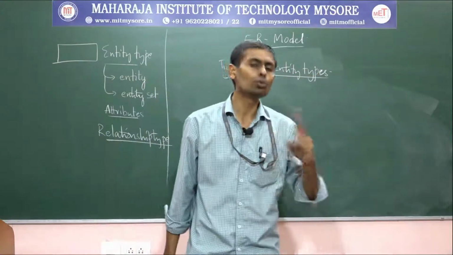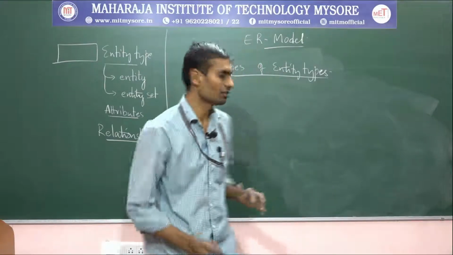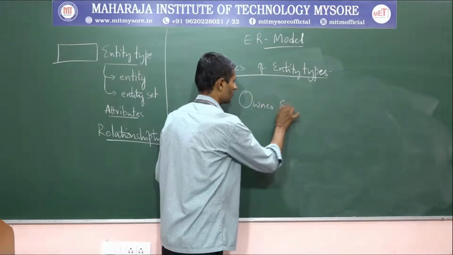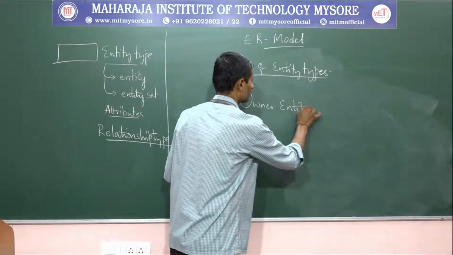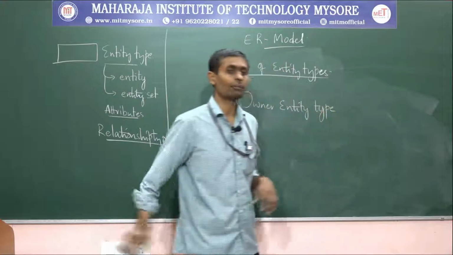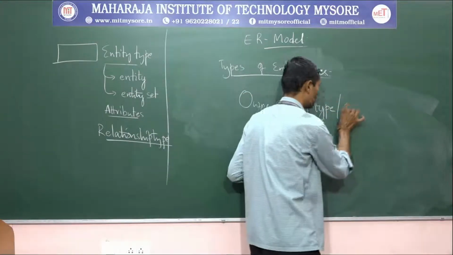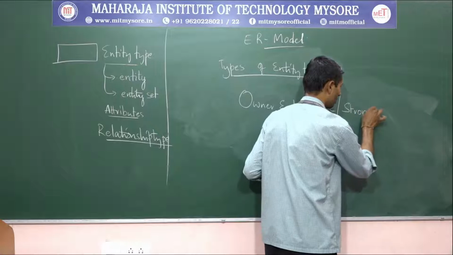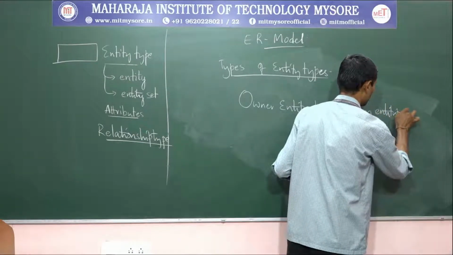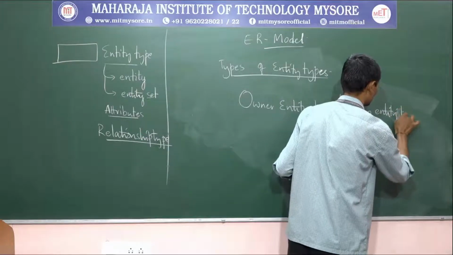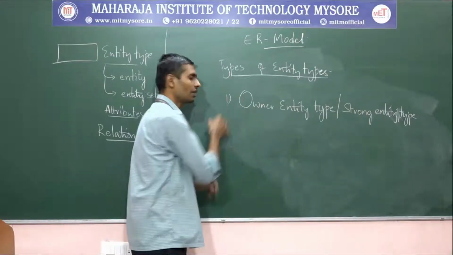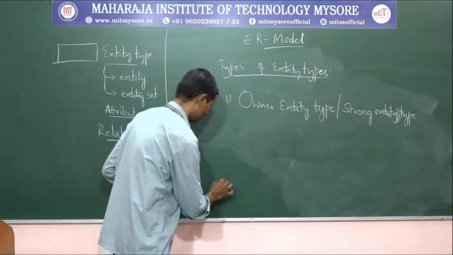Basically, we have only two types of entity types. One is an owner entity type, or we can call it by name a strong entity type. There is one more name we have. And the second one is a weak entity type.